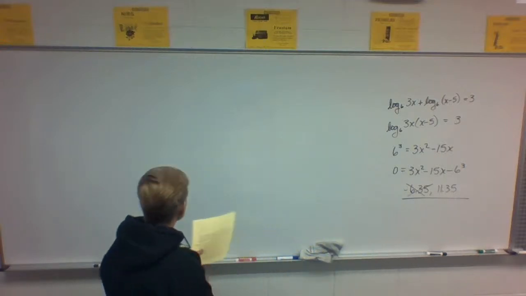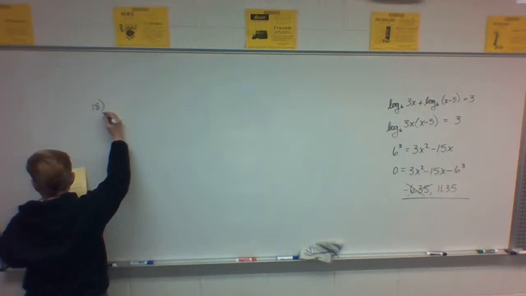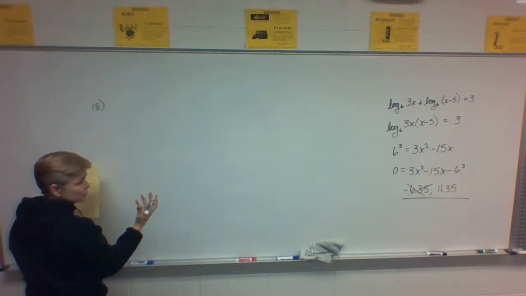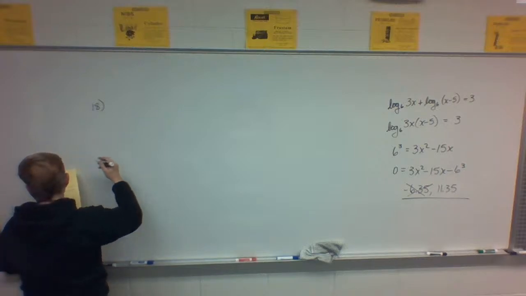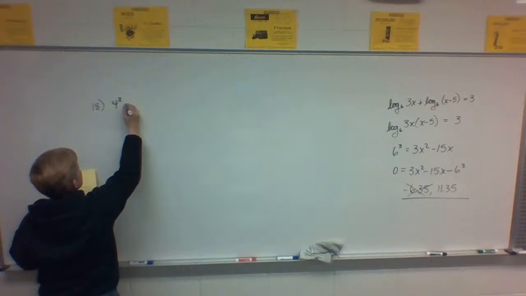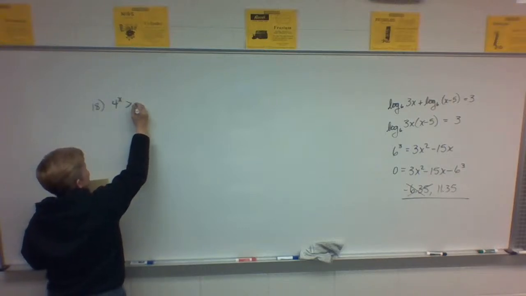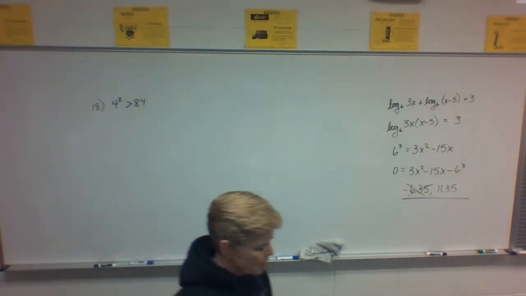Okay, so number 18 is something like this. It asks you for a range of values that you're going to write for the answer. It's going to have inequalities in it. And so it's something like this. If you have 4 to the x greater than 84, you want to know the values of x that make that true.